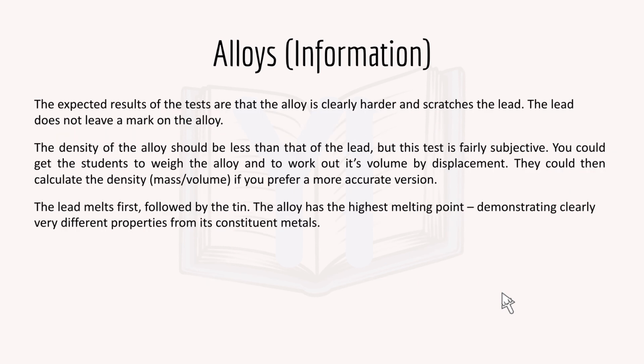Then we'll move on to the information. The expected results of the test are that the alloy is clearly harder and scratches the lead, and the lead does not leave a mark on the alloy if we were to scratch one against the other. The density of the alloy should be less than that of lead because it's more loosely packed in the alloy. You could get the students to weigh the alloy and work out its volume by displacement, and use the formula density equals mass over volume to find the density of each alloy and the lead. The lead will melt first, followed by the tin, and the alloy has the highest melting point because there's more attraction, demonstrating clearly very different properties from its constituent metals.